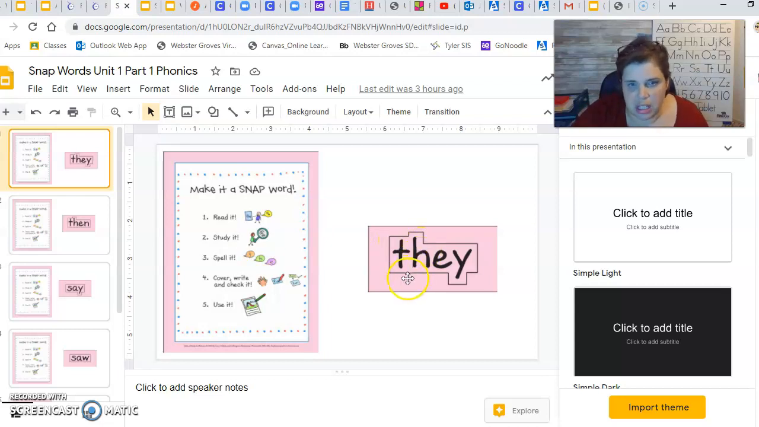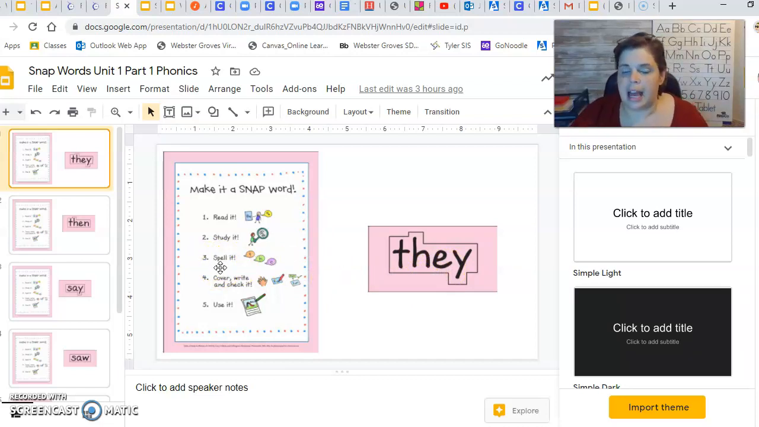Did some of you mention this TH digraph that you see at the beginning? Did some of you mention the word the is inside of they? Did anybody mention that it has the A sound at the end, which just seems really weird? Doesn't that seem strange to you? They. I see an E and a Y, but it makes an AY sound. Isn't that interesting?